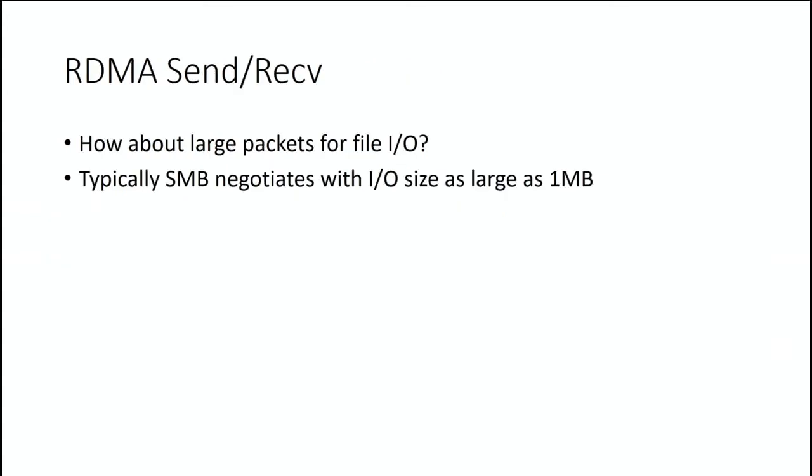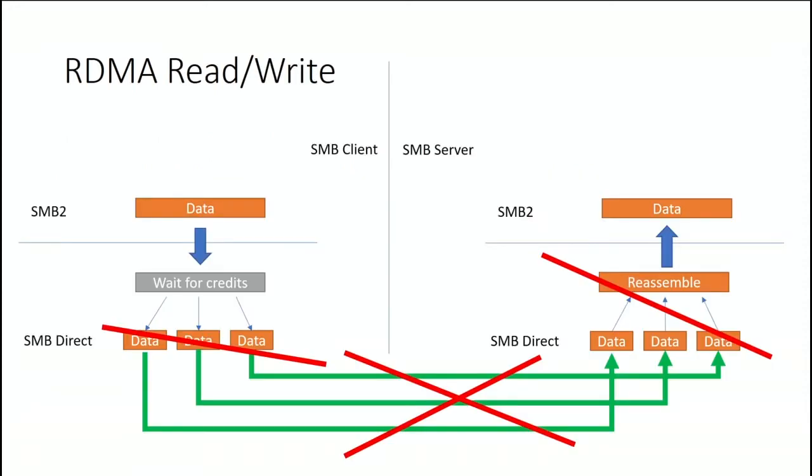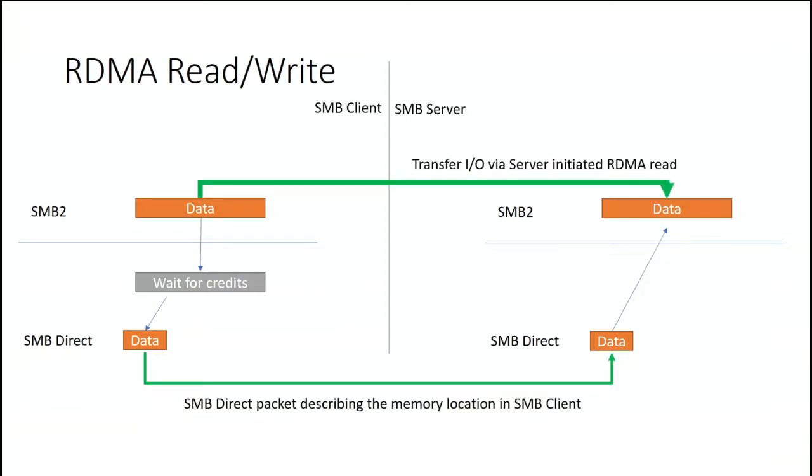So how about large packets for file I/O? Because we don't want to do SMB send and receive in those cases. We don't want to break the I/Os into smaller pieces. Typically, the SMB negotiated I/O size is 1 megabyte. So for 1 megabyte I/O or larger, we have another way to do it, which is RDMA read and write. In RDMA read and write, the data is no longer broken into smaller pieces. So we don't need to care about how the data is broken up and reassembled. We just need to send a single packet to the server.